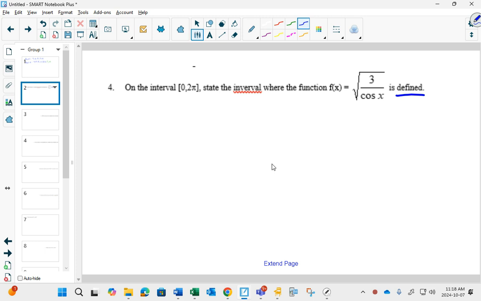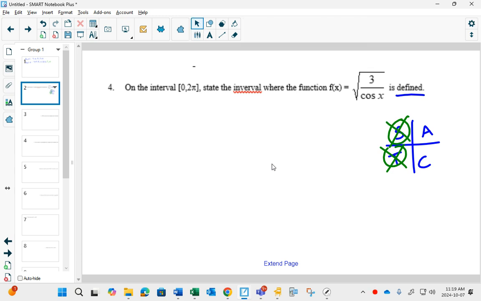Now there are some things in math that you cannot do, and you've learned this in the past. We have a square root. Are there things you're not allowed to square root? Yes. You're not allowed to square root negatives. So if this is ever negative, that's going to be bad. Well, you can think about your CAST rule, and since there's a cosine, can you see that it's going to be bad in quadrants 2 and 3? Anything in quadrant 2 and anything in quadrant 3 is going to be negative, and that's going to be bad.